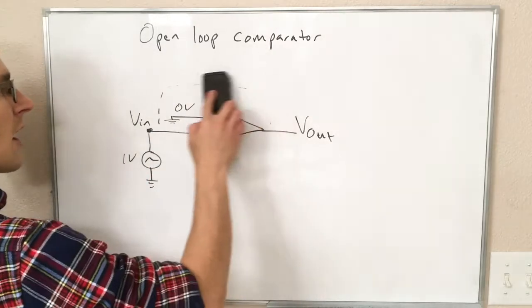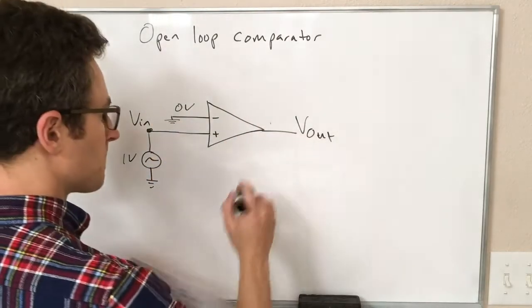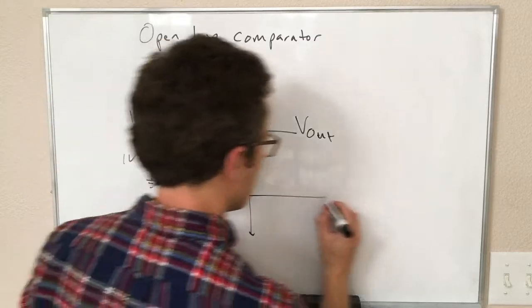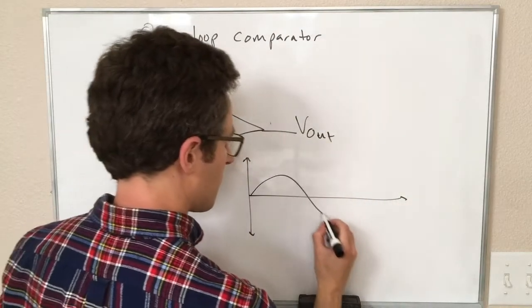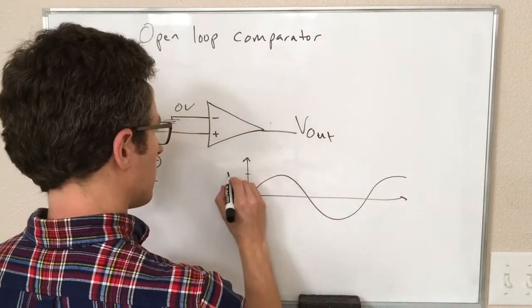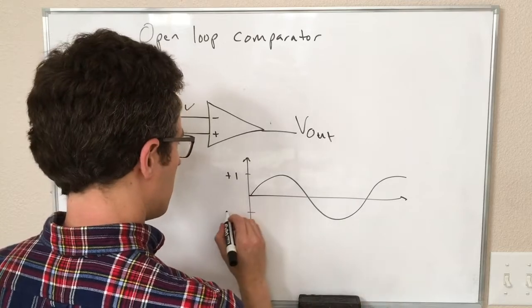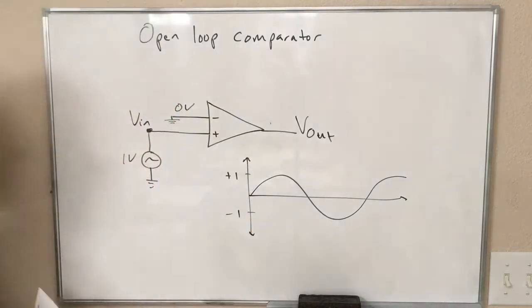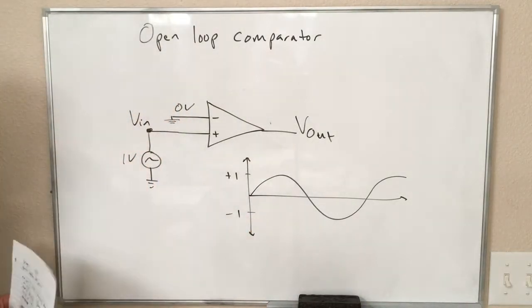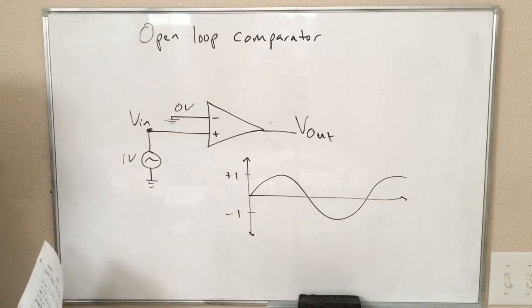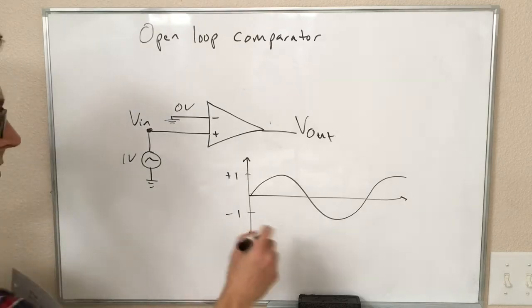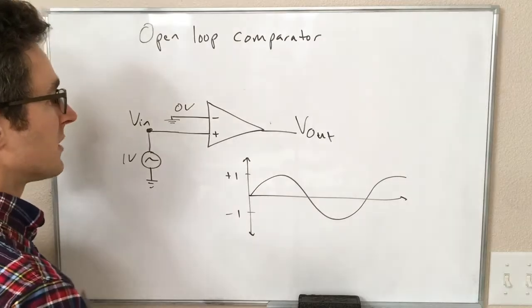If we draw a little graph of what the input looks like, it is just a 1 volt sine wave. Not super interesting. But our output is not going to look like this. So let's see what the output is doing.